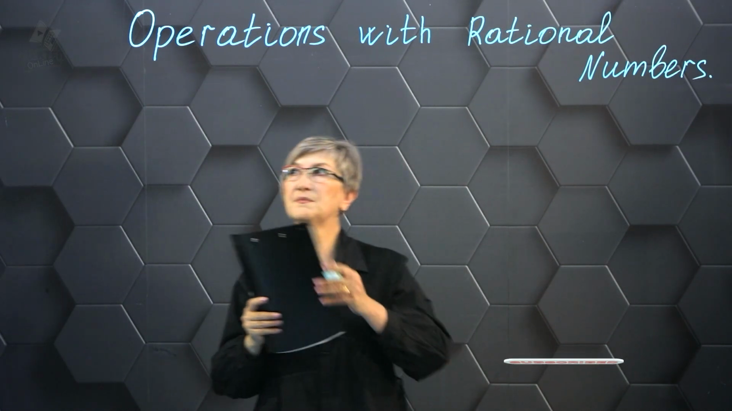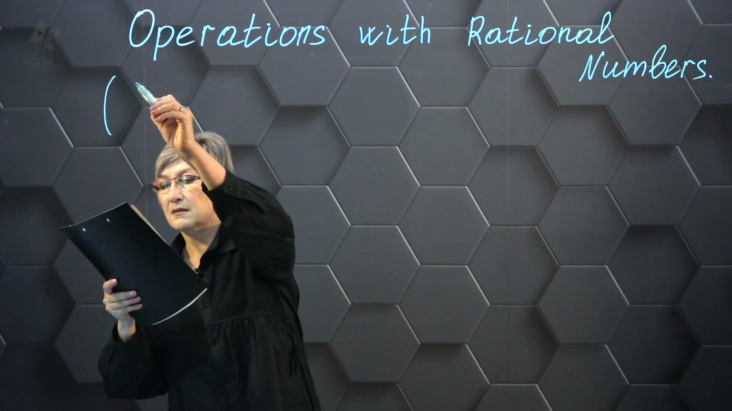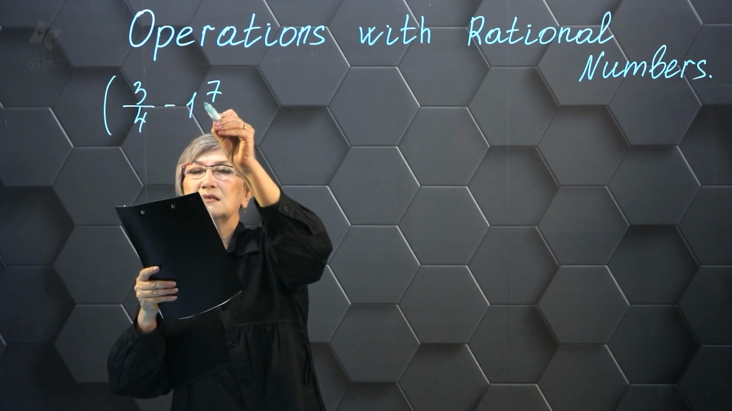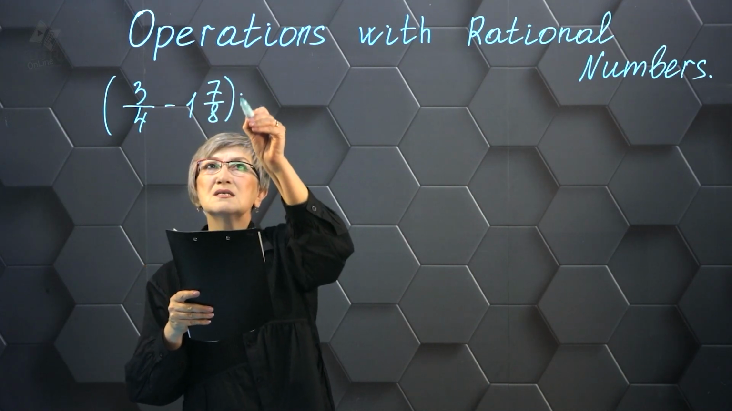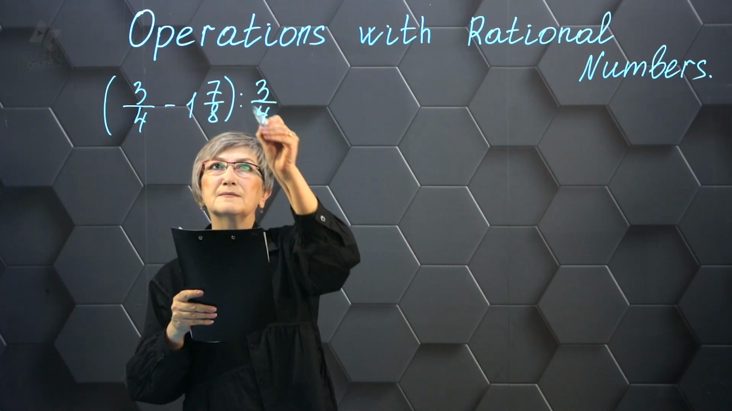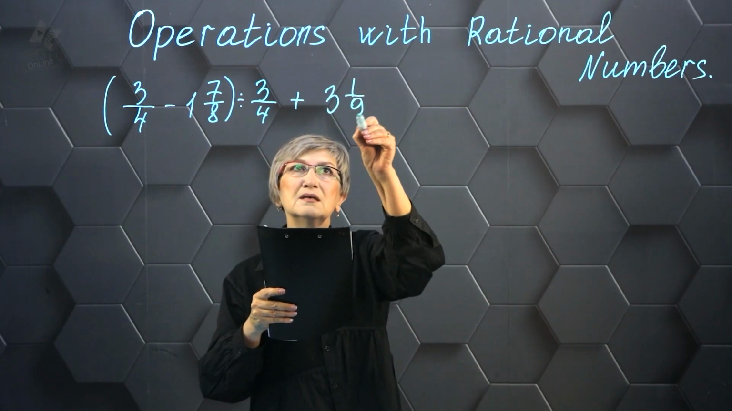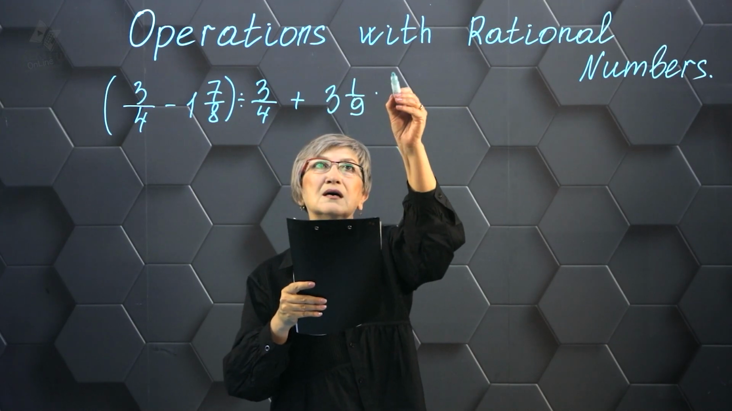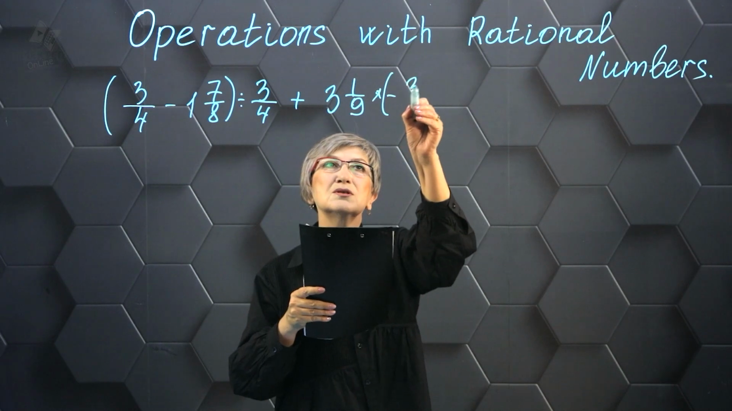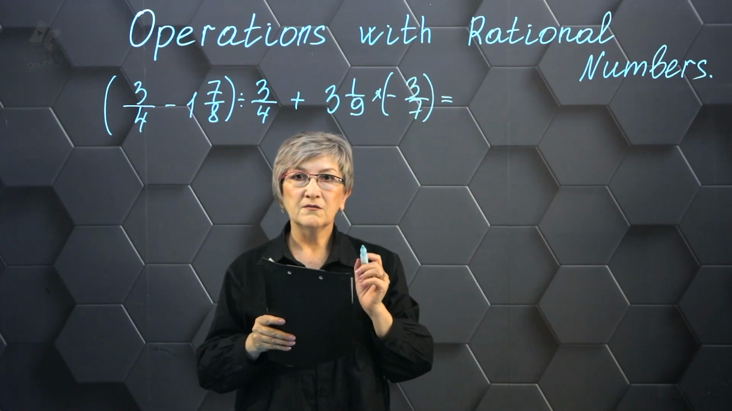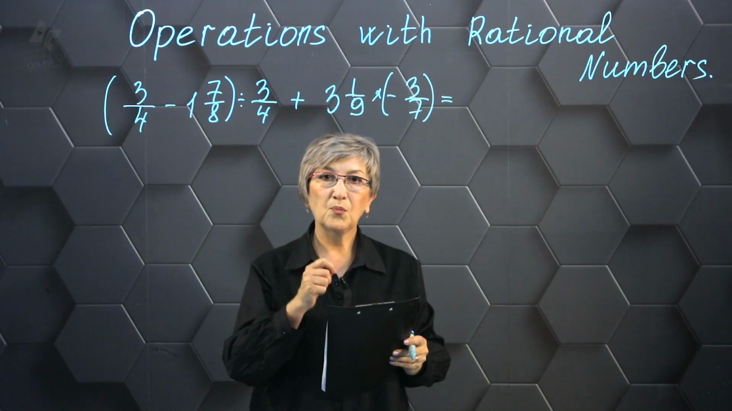For example, (3/4 minus 1 7/8) divided by 3/4 plus 3 1/9 times the number minus 3/7. Perform the actions in order.